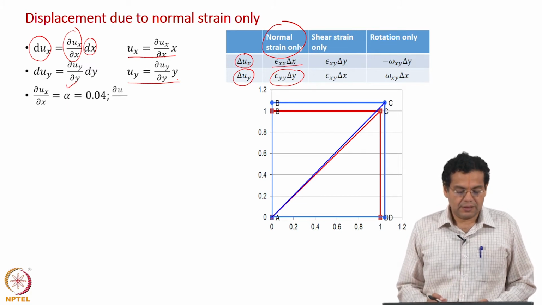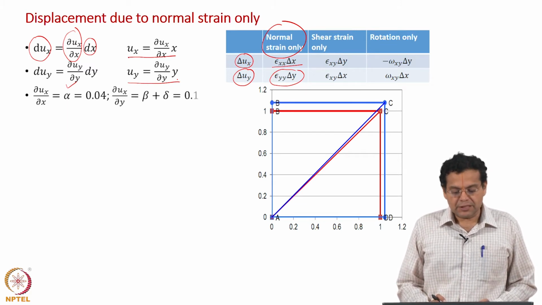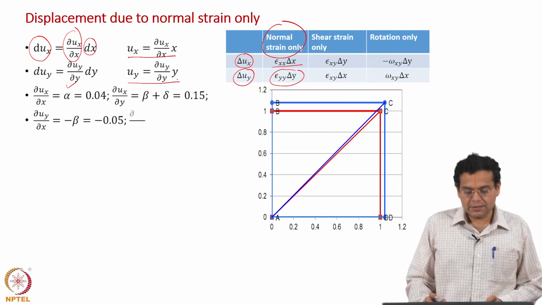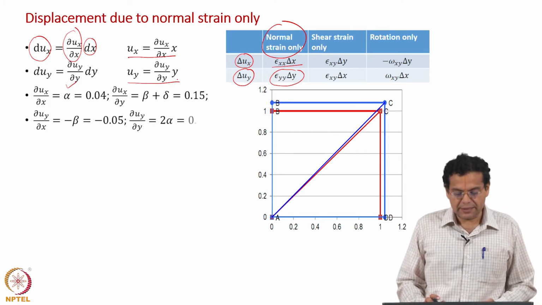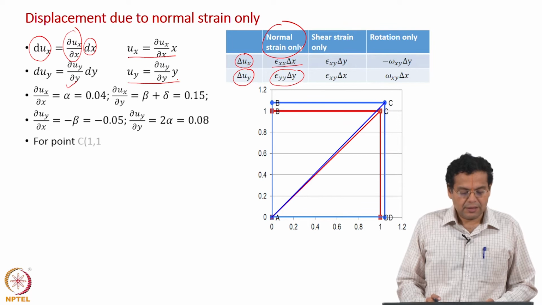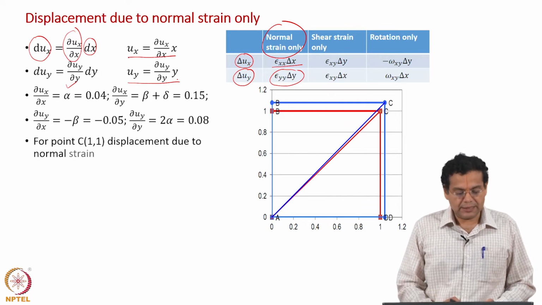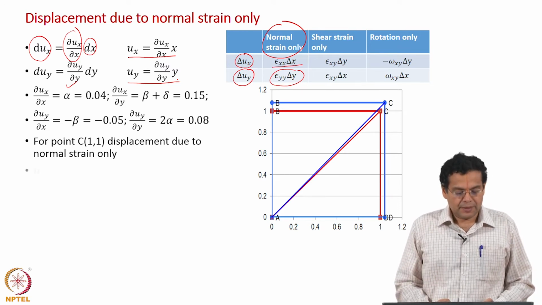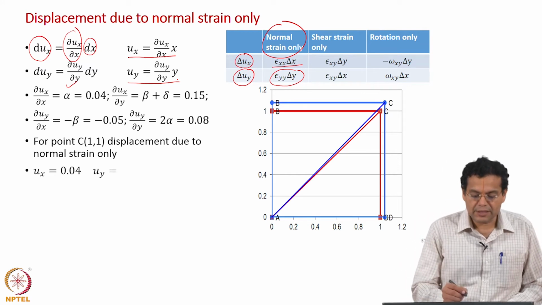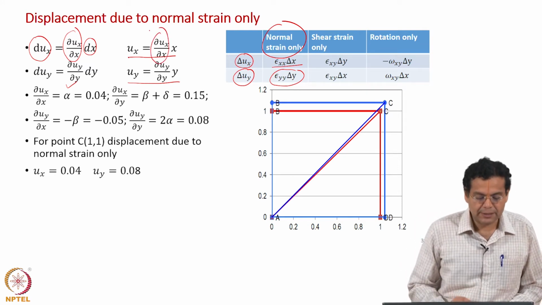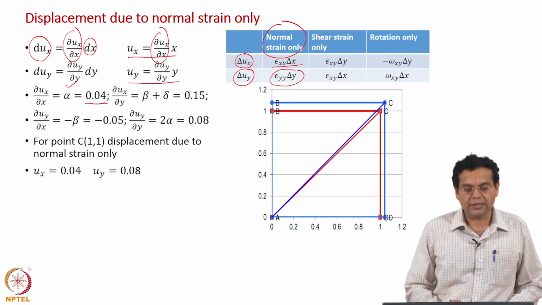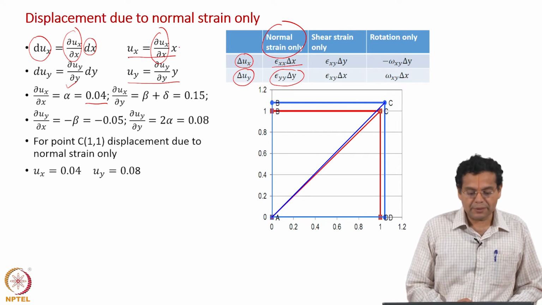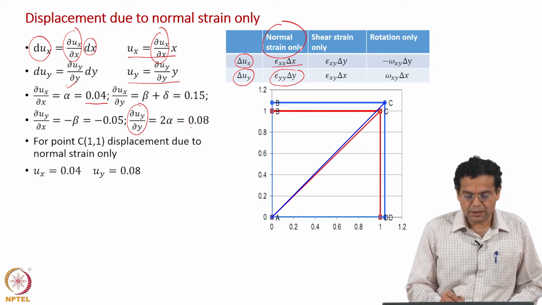So, we will take all the values of displacement gradients from the previous slide, so that now we can calculate for point C. Once again I take point C. What is this called? Displacement due to normal strain only. Okay. u x is equal to 0.04. Why is that? u x is dou u x by dou x, which is 0.04. Straight away the value is here. Of course x is 1, okay. And what is u y? Dou u y by dou y, and that value is here as 0.08 into 1 is 0.08.